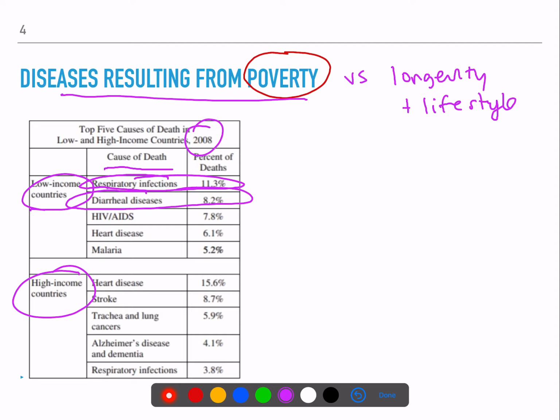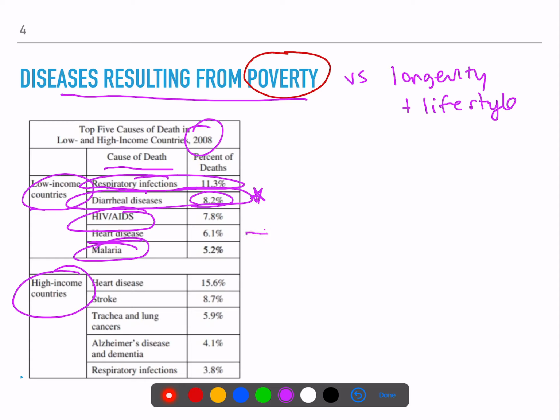So your water for the world, all of that is arguing about the importance of clean water. That if you don't have access to clean water, 8.2% of people die because they don't have access to clean water. Next up, HIV/AIDS. If you don't have access to proper healthcare, you don't have access to proper education about sexually transmitted diseases, this is a problem. Heart disease and malaria.